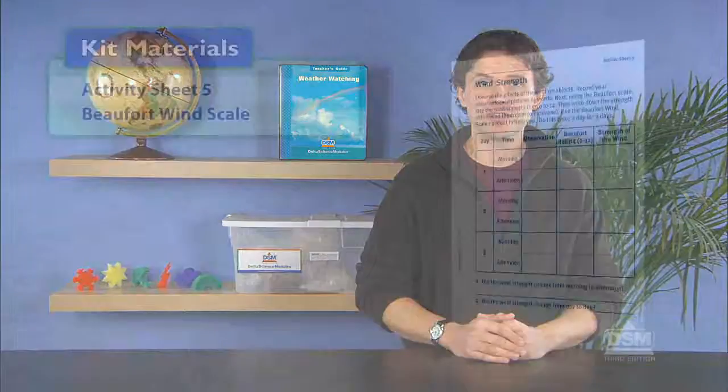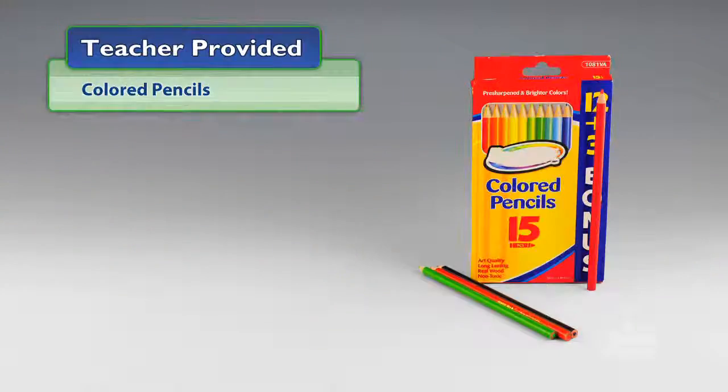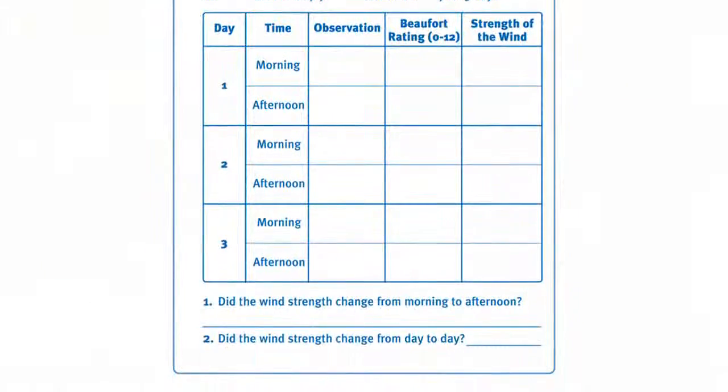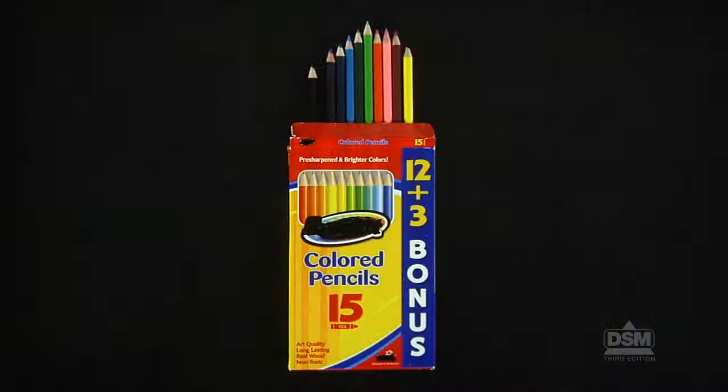You will need the following materials from the kit: Activity Sheet 5 and the Beaufort Wind Scale. You will also need to provide colored pencils. To prepare for Session 1, make a copy of Activity Sheet 5 and the Beaufort Wind Scale for each student. Each team of 2 will need some colored pencils.